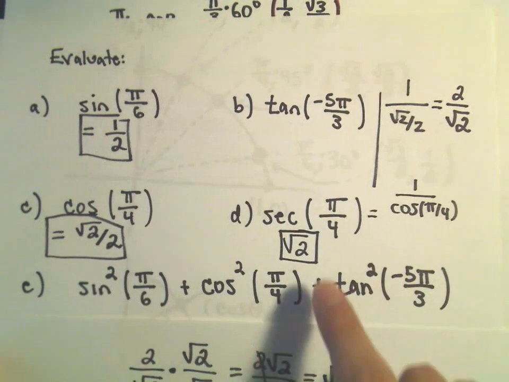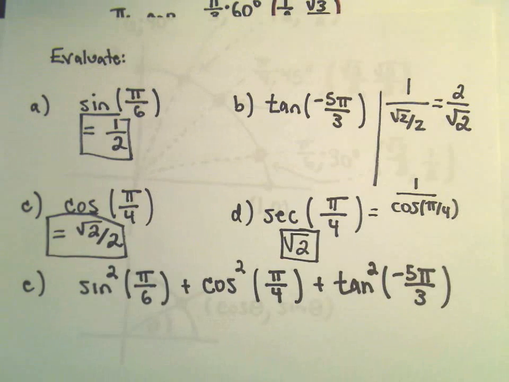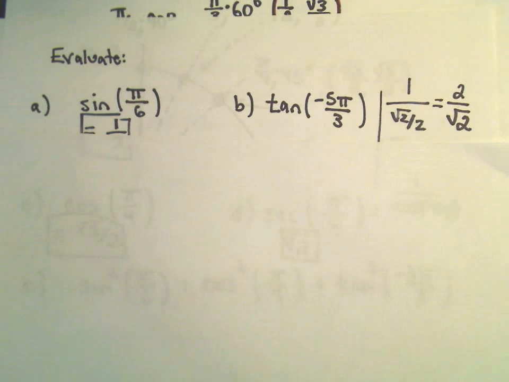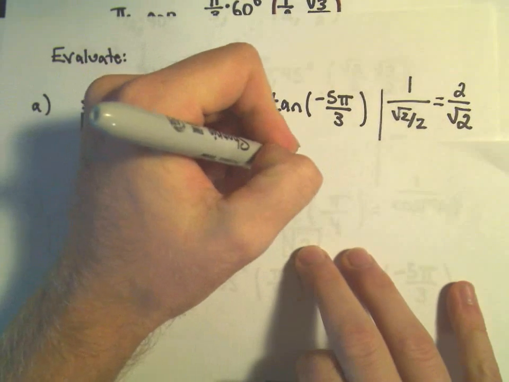Alright, let's figure out our tangent of negative 5 pi over 3. So this one's going to be a little different. This is where we have to use reference angles to evaluate this one. Okay, so I'm going to think about the angle negative 5 pi over 3.